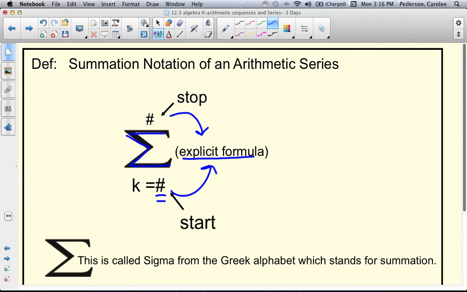So go ahead and pause if you need to finish writing down this definition of the summation notation of an arithmetic series.